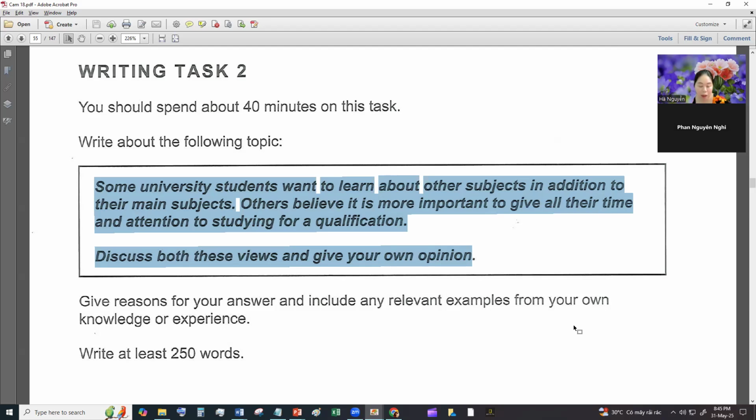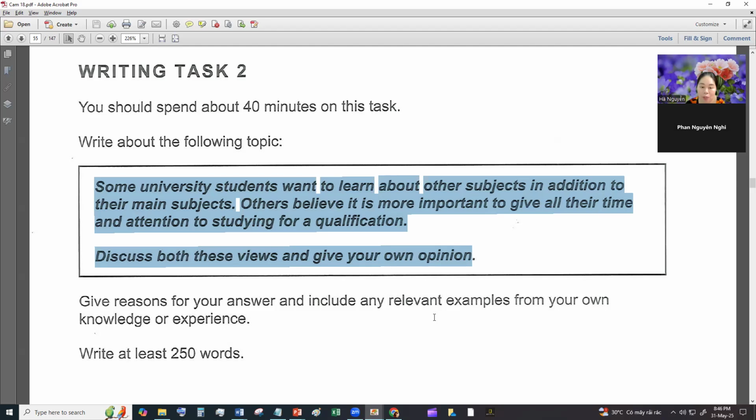And if you have a lot of ideas for your own opinion, you can have a third body paragraph explaining and giving examples for your own opinion. If not, you include that in the introduction and the conclusion. Okay, do you see my point? Yes, I do.